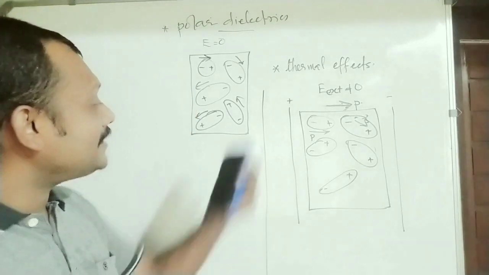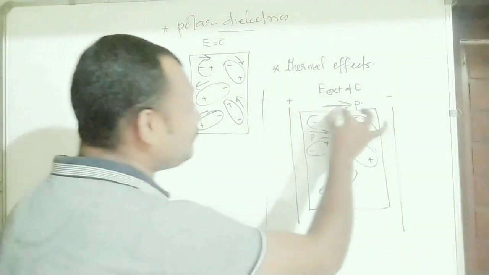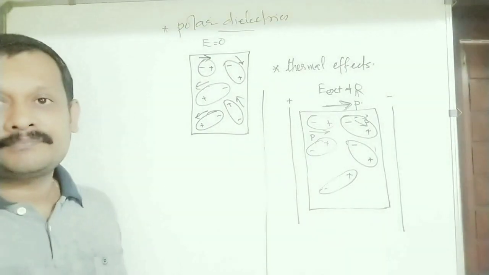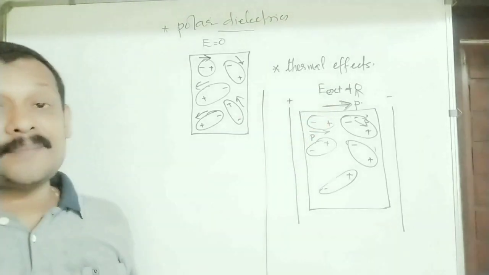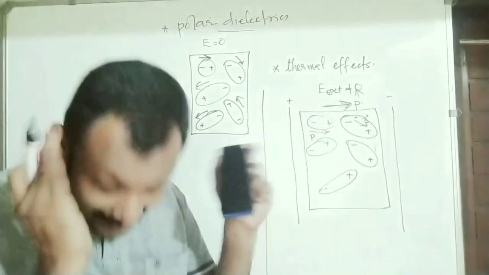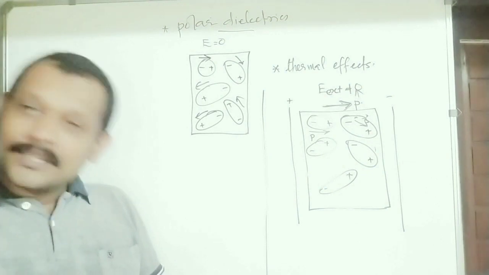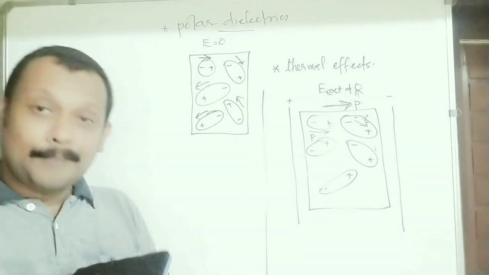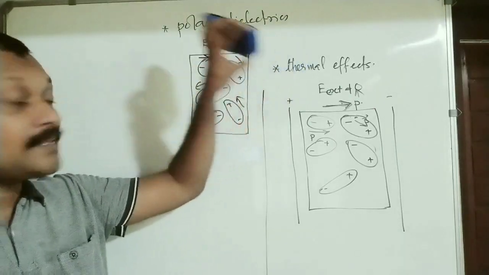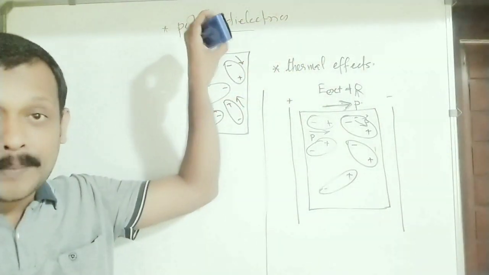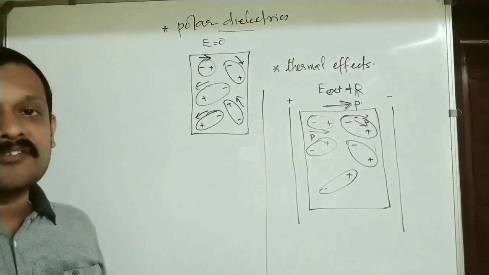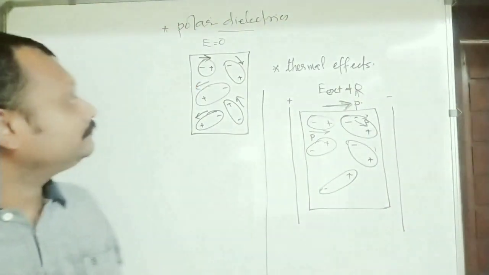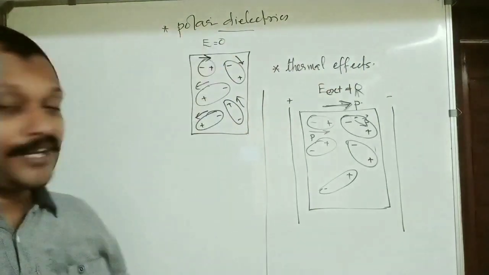What I'm saying is that the strength of the induced dipole moment is a measure of the external electric field. The same I said with a non-polar dielectric also. But in case of non-polar dielectrics, the molecules do not have a permanent dipole moment. But in case of polar dielectrics, the molecules have a permanent dipole moment. The reason is that thermal effects are randomly orienting it.